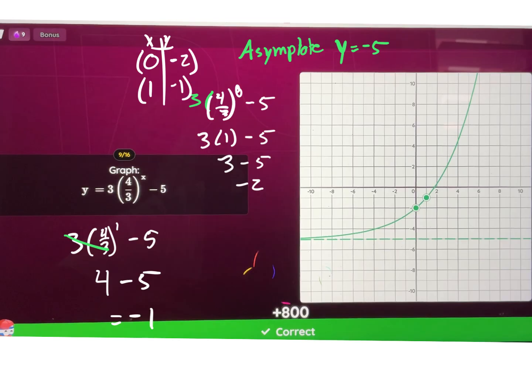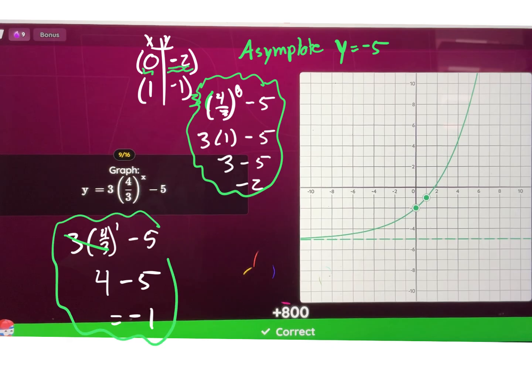Anyway, just to reiterate what we did here, we did an XY table, plugged in 0. I showed my work right here. So hopefully you know that this is the work that I did to find the output. Plugged in 0, got the output -2. Then there's the work for plugging in 1 and got the output -1. With those 2 points plus the asymptote, you're already done with your exponential growth function.